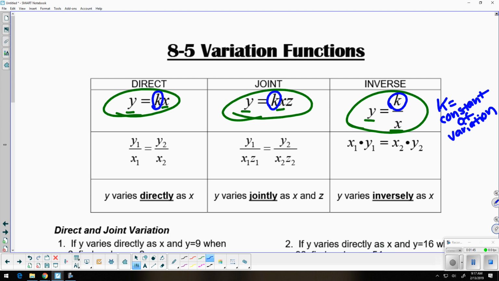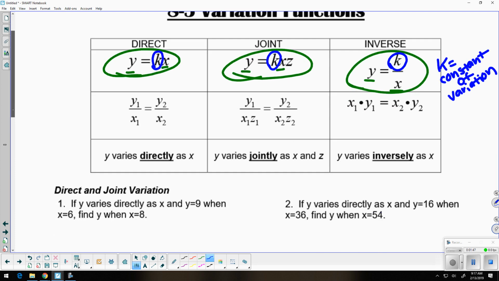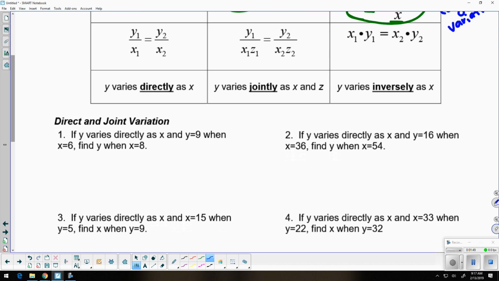Okay, so here's how this works. So number one, pretty easy concept overall. Number one says that y varies directly as x. So first, I know what equation I'm using: just y equals kx. It tells you that y is 9 when x is 6. So I'm going to plug those numbers in.